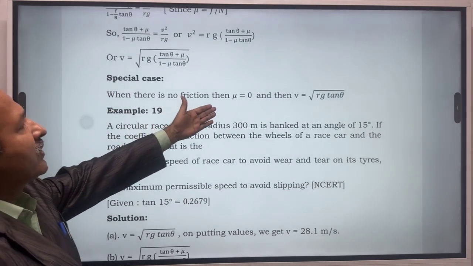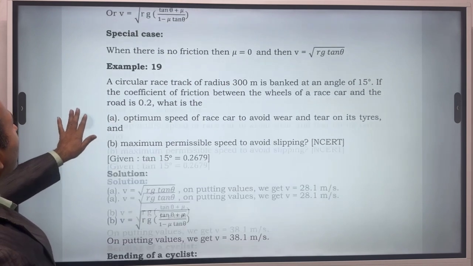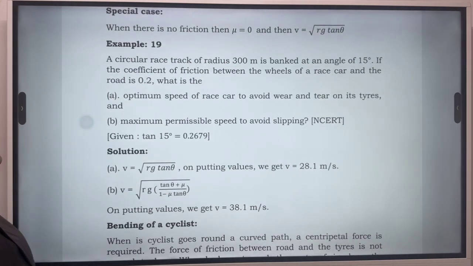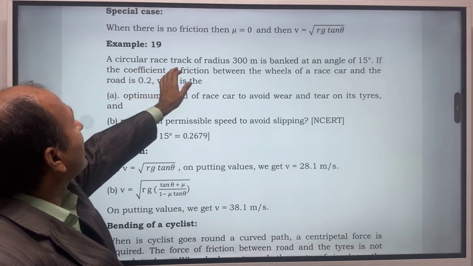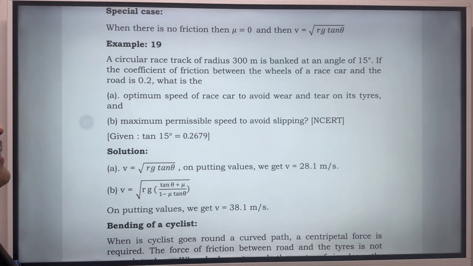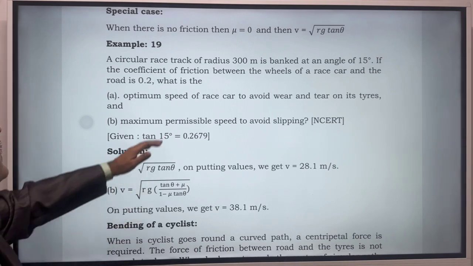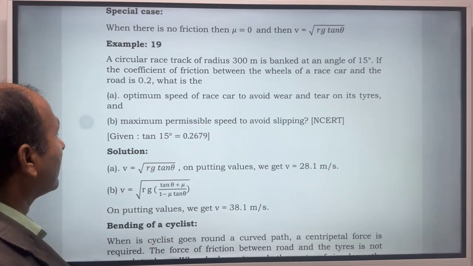So when there is no friction, mu will be 0, then we will get that relation, as I have told you earlier also. Now, next example, here in our question, it's given that a circular racetrack of radius 300 meters, so value of r is given, and the angle of banking is given as 15 degree, coefficient of friction is given as 0.2. So what is the optimum speed of the race car to avoid wear and tear?